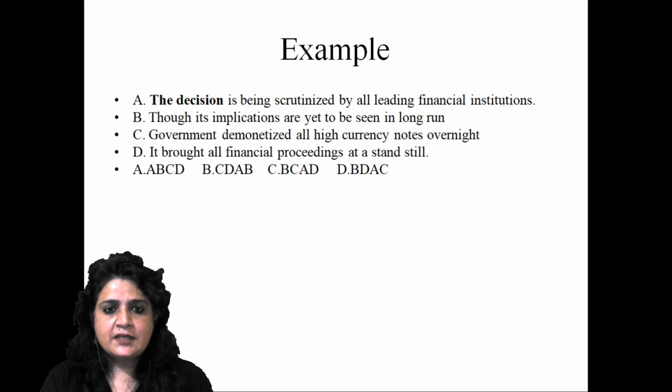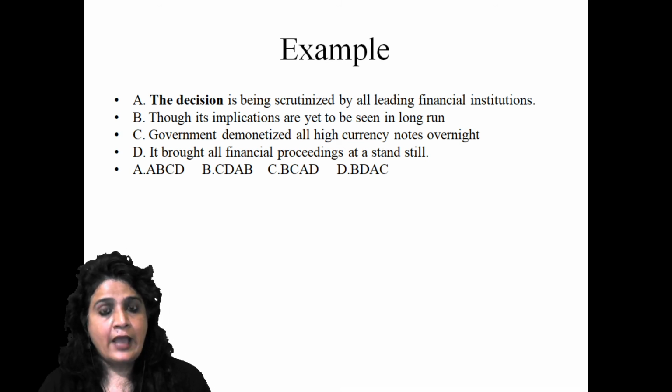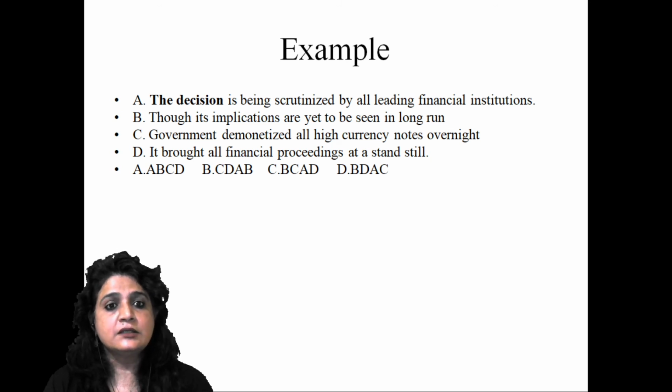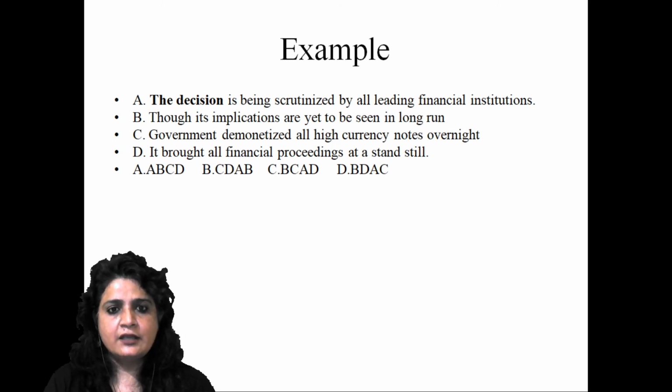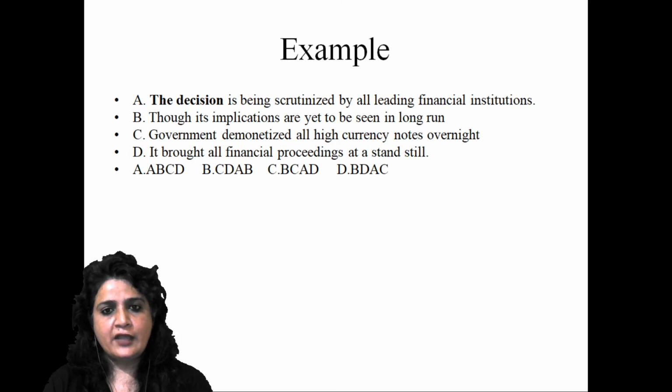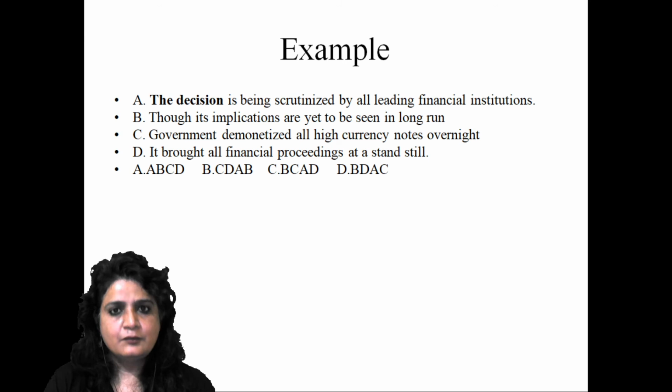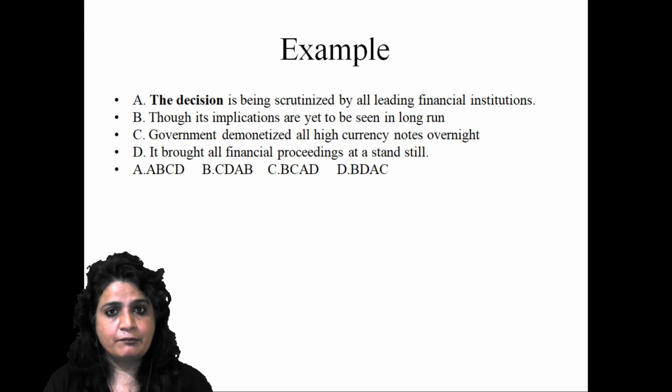So C statement says government demonetized all high currency notes overnight. It's talking about demonetization, right? It was a step. Now the author has not given, the author has referred to this step as the decision. C begins your paragraph, followed by D. It brought all financial proceedings at a standstill. It, the pronoun, is referring to this step, right?